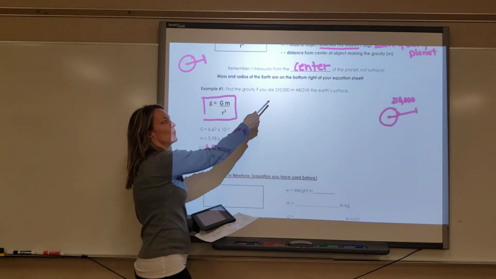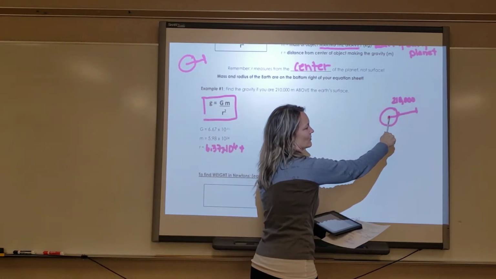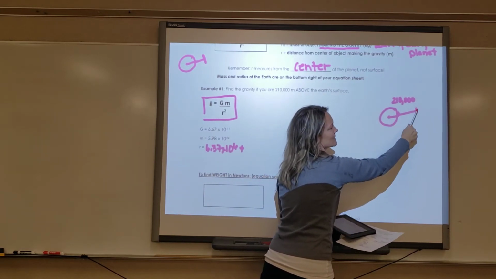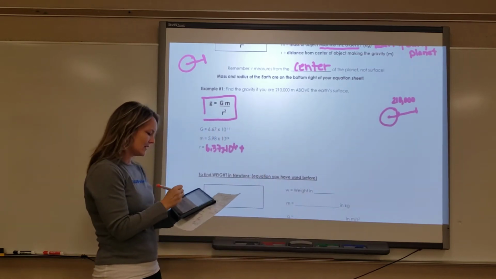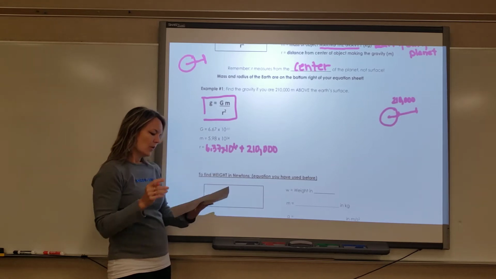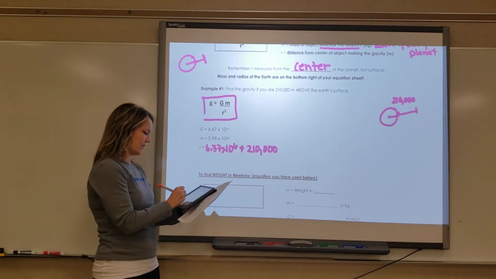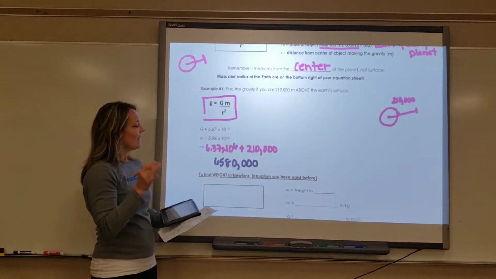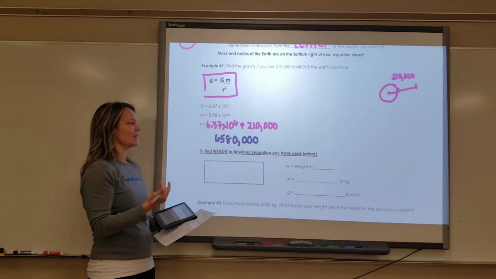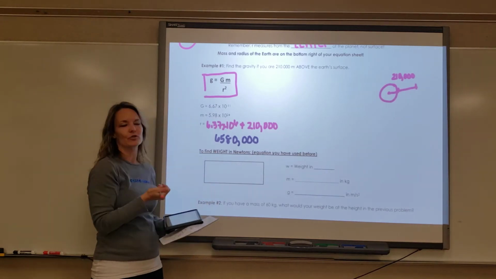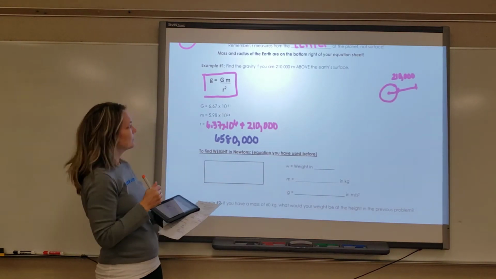To that number, we're going to add, so the Earth's radius gets us from the center to the surface, and to that number, to get us to where the satellite is, we're going to add the 210,000 meters above. When I add those two together, I get 6,580,000. My calculator gives it back to me as a normal number, not scientific notation, so I'm just going to write that down. If yours gave it to you in scientific notation, that's totally fine.